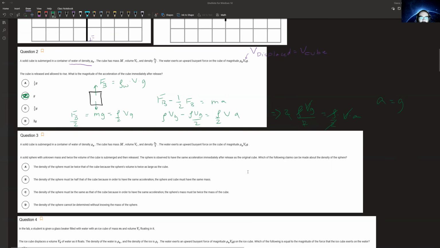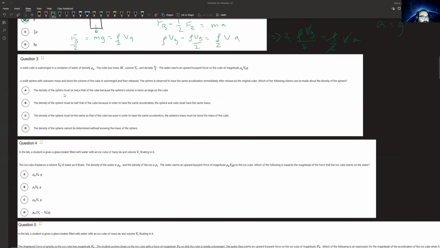Okay, let's look at the next question here. It's the same scenario as before, and it says a solid sphere of unknown mass and twice the volume of the cube is then submerged and released. The sphere is observed to have the same acceleration immediately after release as the original cube. The question is, which of the following claims can be made about the density of the sphere?